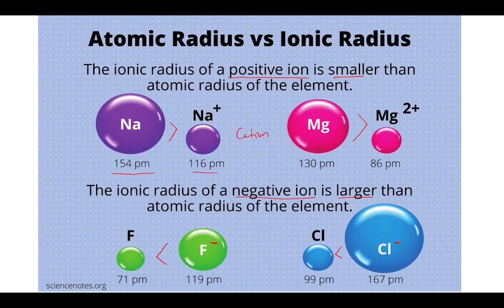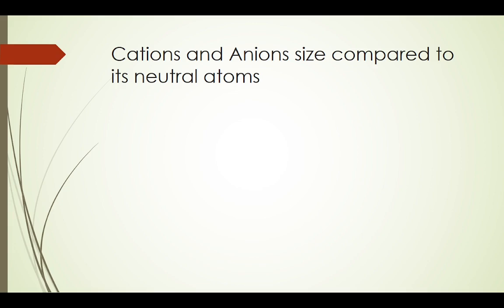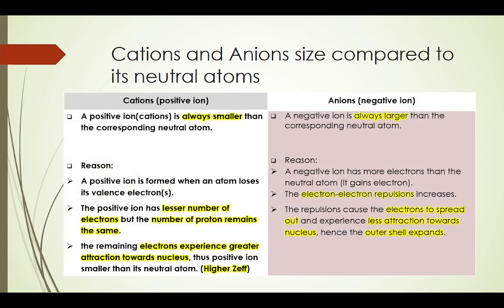But why is Na plus smaller than Na? Why is fluorine minus always larger than fluorine? Let's see the reasons here. Cations, positive ions. If I have Na and Na plus, which one is larger? Na, right? So Na plus is smaller. A positive ion is always smaller than the corresponding neutral atom.